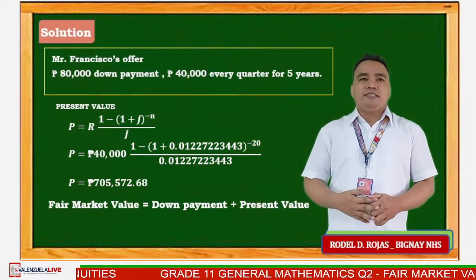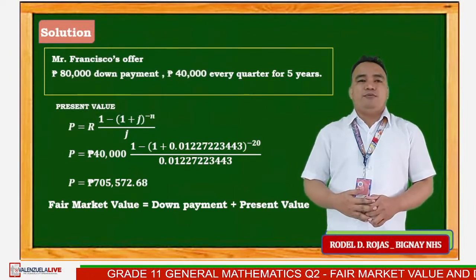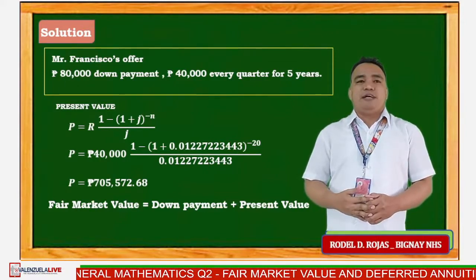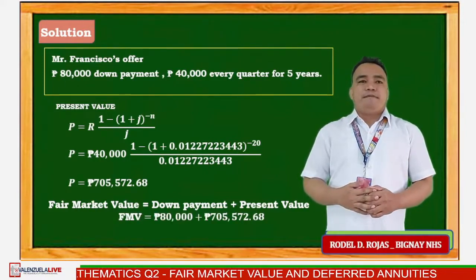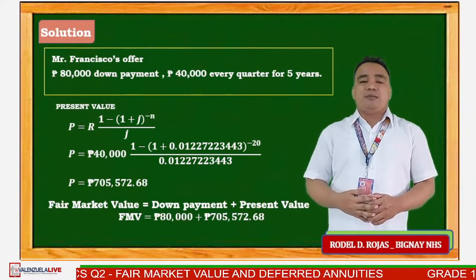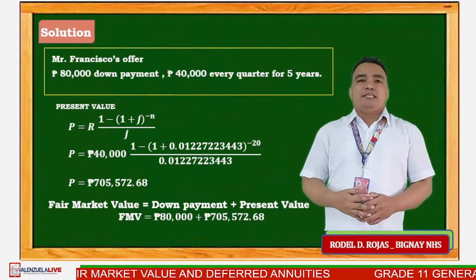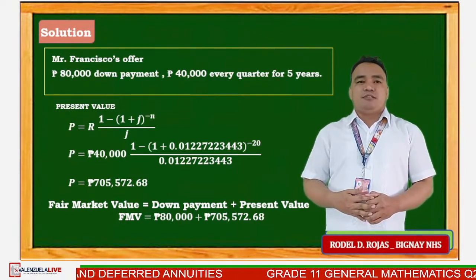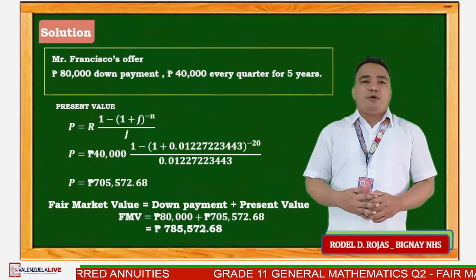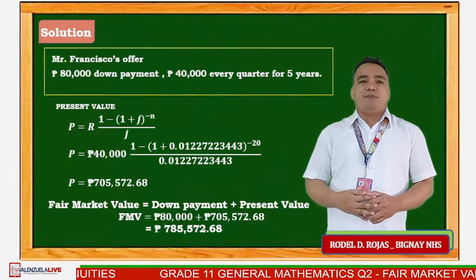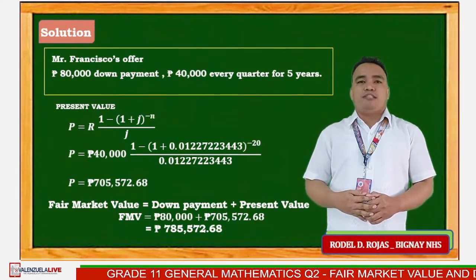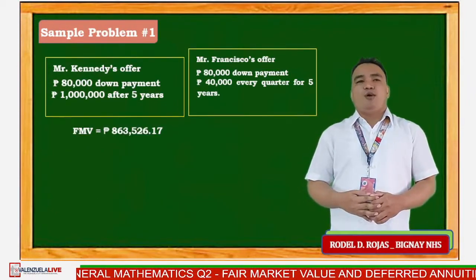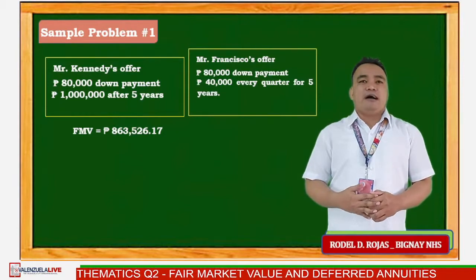Next is to solve for the fair market value, which equals down payment plus present value. FMV equals 80,000 pesos plus 705,572.68 pesos is equal to FMV equals 785,572.68 pesos.